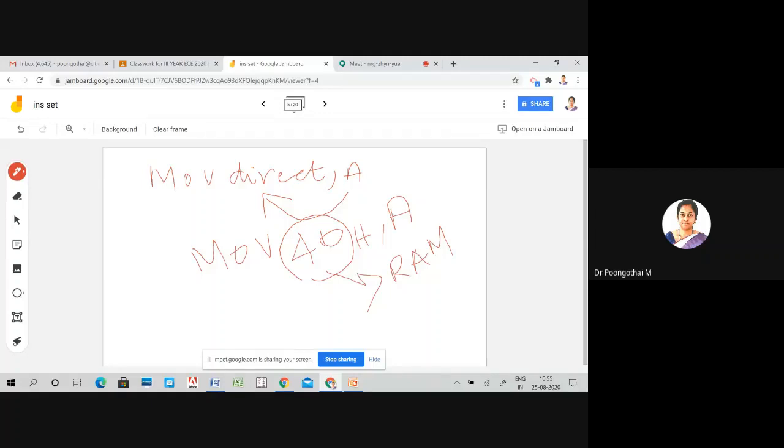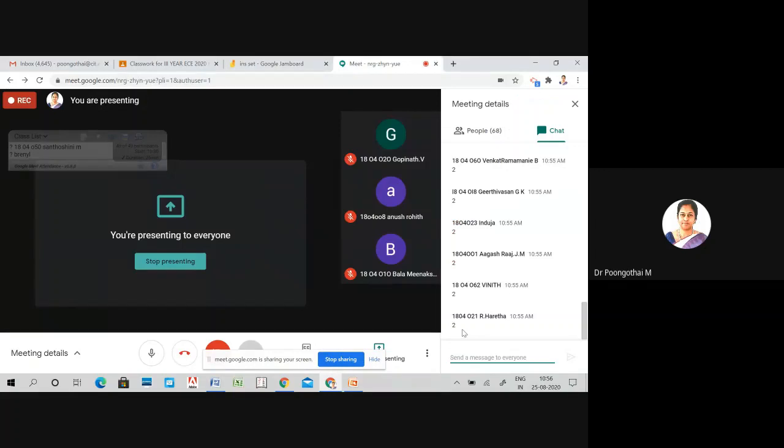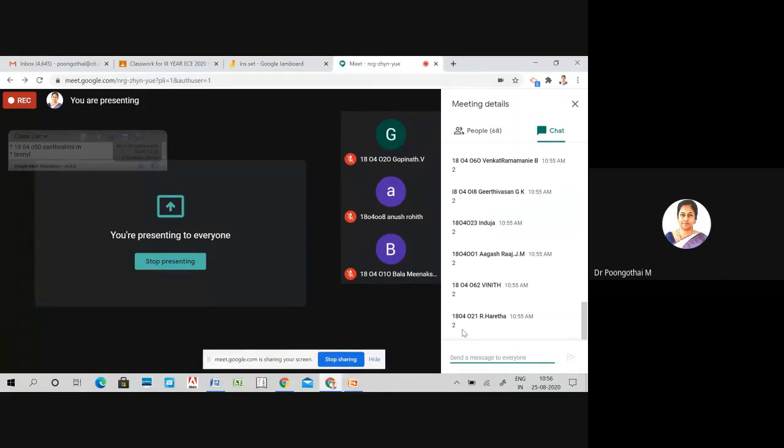So what type of addressing mode is this? MOV direct, A. Any one of you can unmute and answer; otherwise, I will call out the numbers. Direct addressing mode, because the direct address is specified in the instruction itself. So this instruction belongs to direct addressing mode, and 2 bytes and 1 machine cycle are required to execute this instruction. Okay.